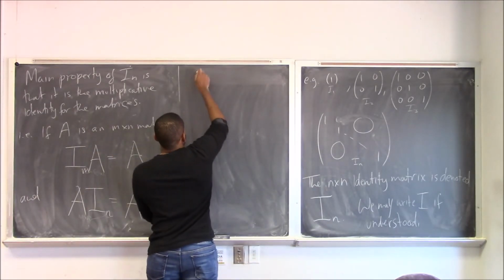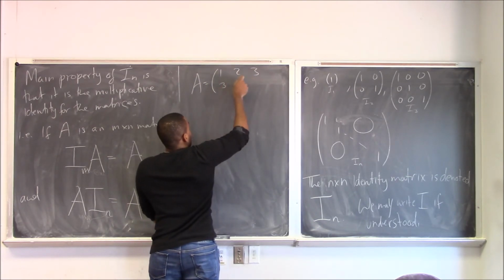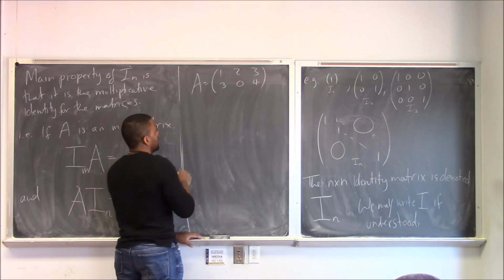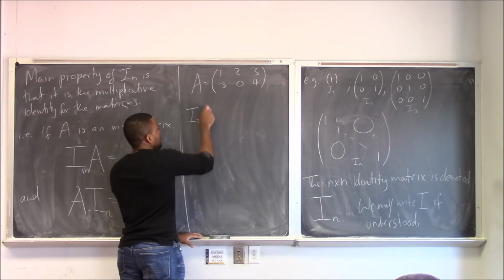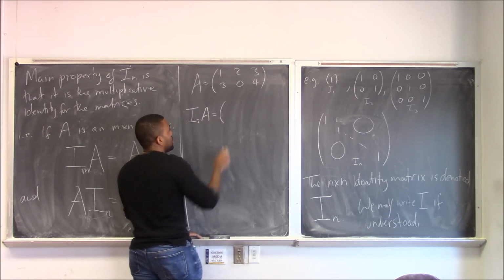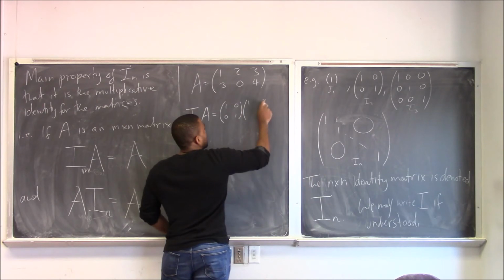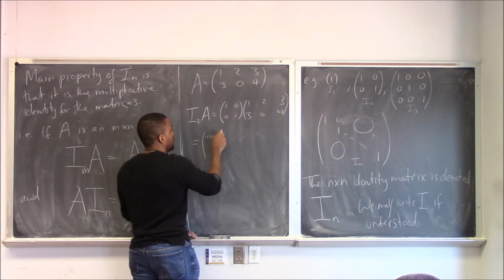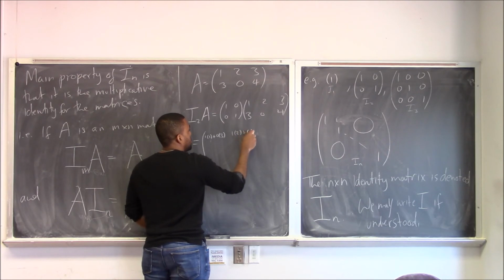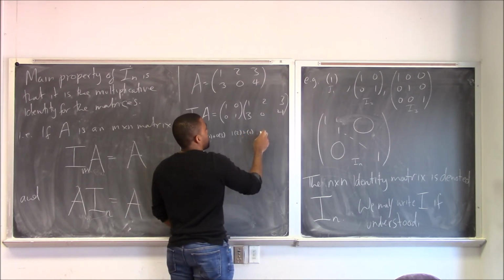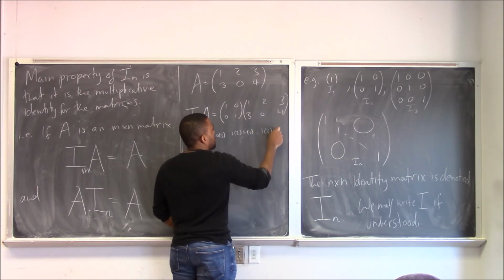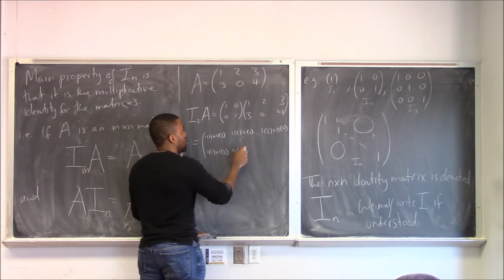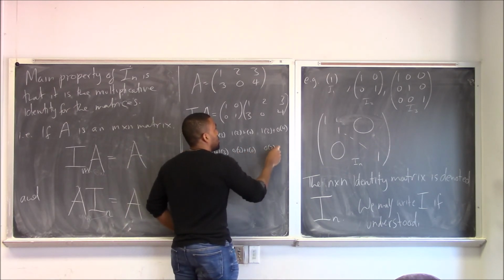So we can go back to our A, 1, 2, 3, I believe it's 3. It doesn't matter if it's not the same example. So the thing is, if I take I2 times A, that would be 1, 0, 0, 1. This would give us 1 times 1 plus 0 times 3, 1 times 2 plus 0 times 0, 1 times 3 plus 0 times 4. Move down to the second row. 0 times 1 plus 1 times 3, 0 times 2 plus 1 times 0, 0 times 3 plus 1 times 4.